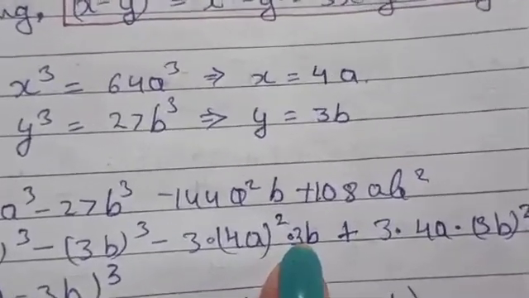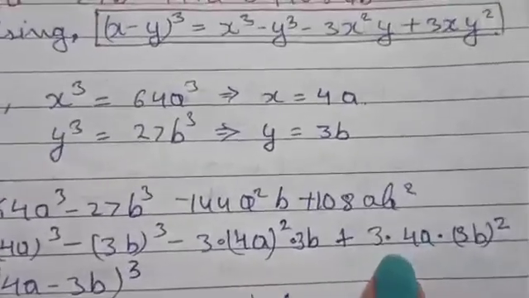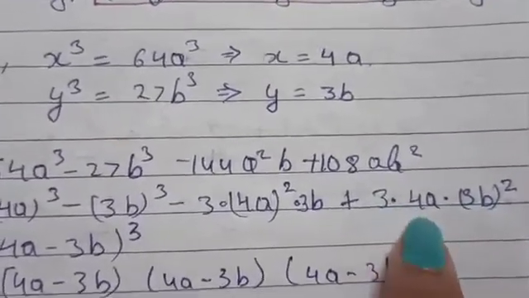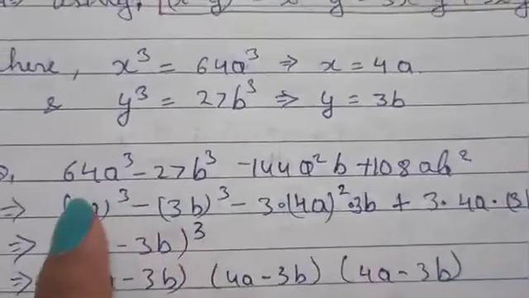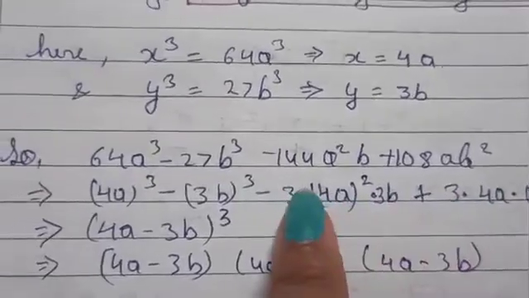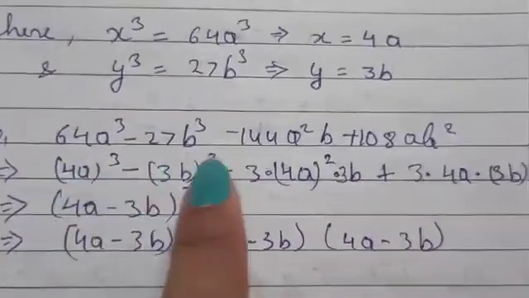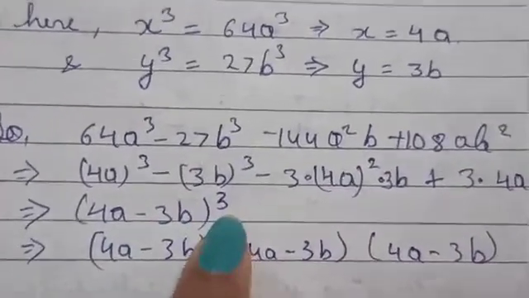In place of y, we are writing 3b here. See, next term is 3 into x into y cube, so 3 into 4a into 3b square. Understood? Now, this was the splitting of this expression, which will give us 4a. This is the expansion of 4a minus 3b whole cube.